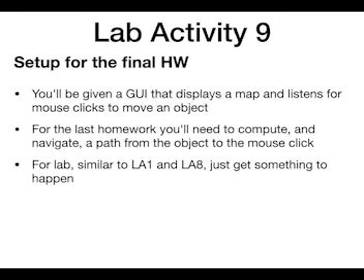So you'll be given a GUI where you'll have a map as a grid laid out, and it'll listen for mouse clicks, and your goal is to move an object from wherever it is on the GUI to wherever the mouse click is. To start, just moving the object over to that spot is not too tough, but then we're going to throw in impassable tiles, and eventually potentially have a complete maze that you have to navigate. So by the end of the homework, you should be able to write a maze solver to find a way through any grid map with impassable tiles.